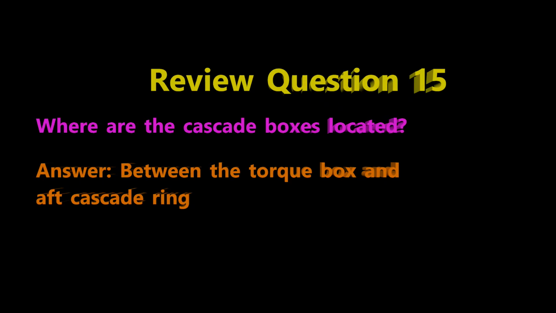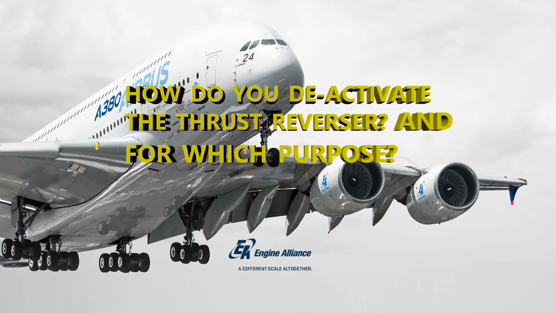All right, let's go back to our lesson. Okay, so let's see what we were talking about, the cascade boxes, right? We're talking about the cascade boxes and the track lock, and now the deactivation.